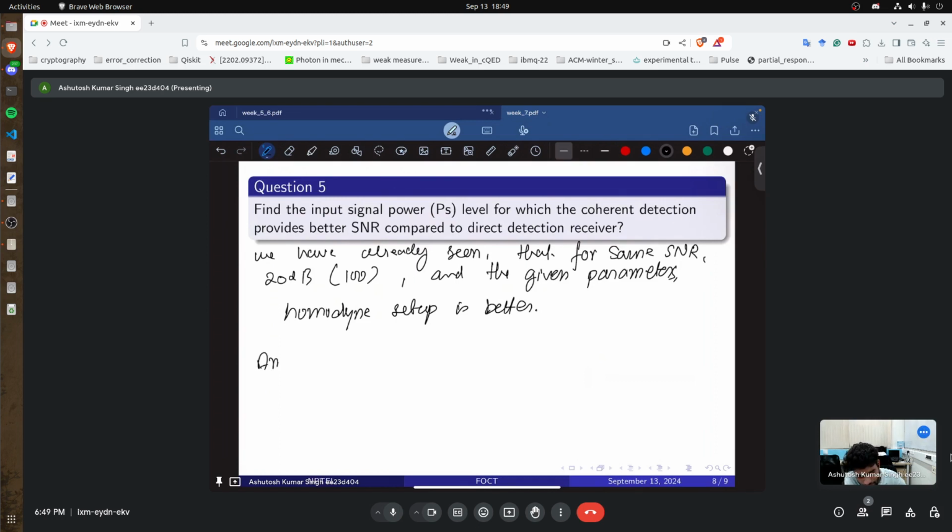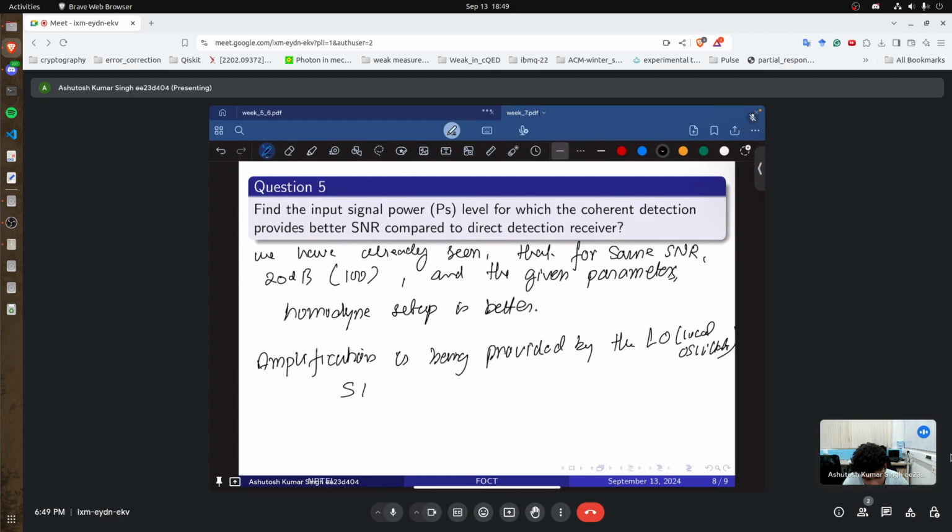because the amplification is being provided by the LO, the local oscillator. So we would want to see the case where SNR homodyne is equal to SNR direct detection scheme.